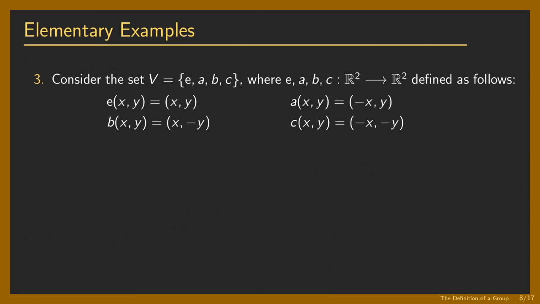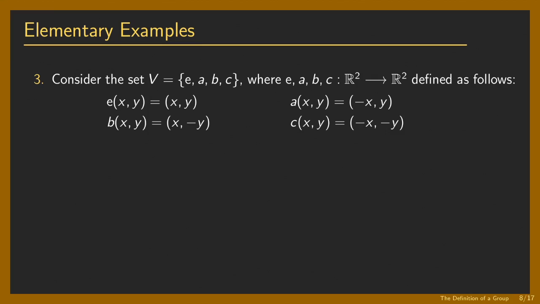Alright, let us consider the set V, which has 4 elements. Similarly, the 4 elements are symbolized as E, A, B, and C. What are E, A, B, and C? E, A, B, and C are functions from R2 to R2. So, in other words, it takes an ordered pair of real numbers and outputs another pair of real numbers. And for their definitions, E takes every point xy to the same xy. So E doesn't do anything, right?